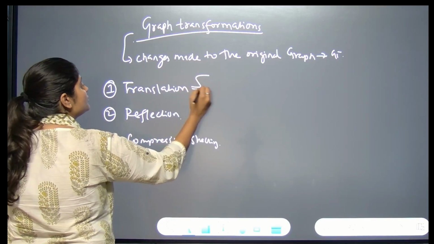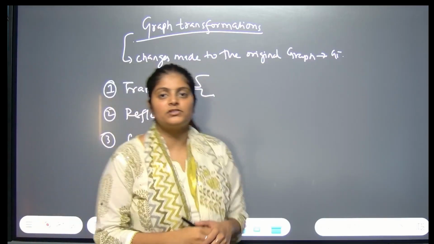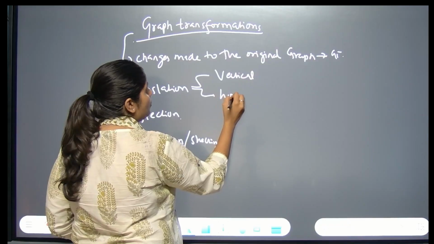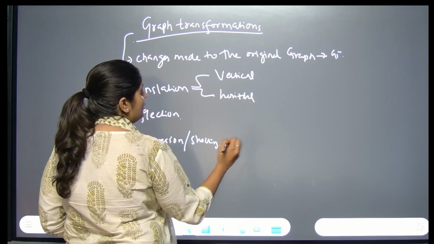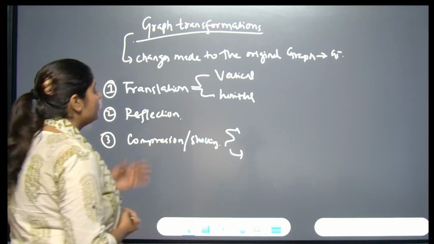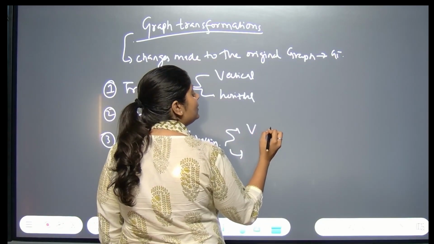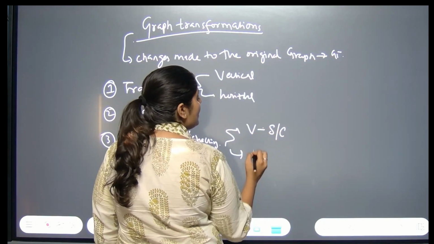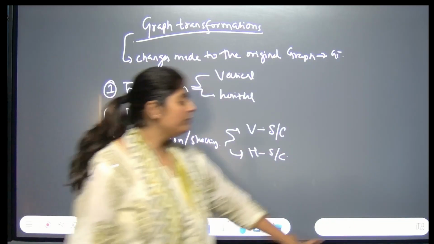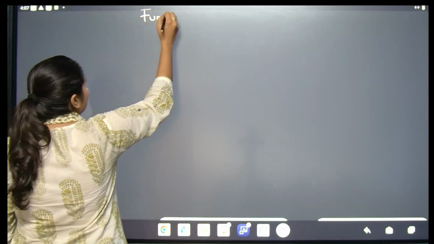In translation, there are two types: one is vertical translation and the other is horizontal translation. In compression and stretching, there are also two types: one is vertical stretching and compression, and the other is horizontal stretching and compression. Before we learn these types of graph transformation, let's learn the fundamental graphs of mathematics.